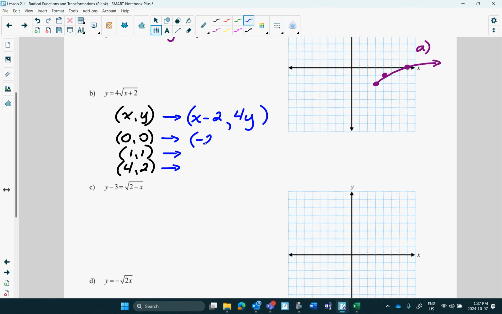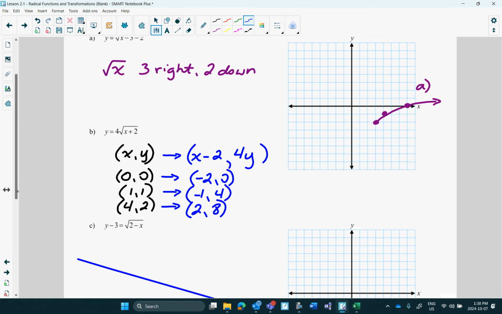So we get -2, 0, -1, 4, and 2, 8. And you can see that it really stretches vertically. Okay.